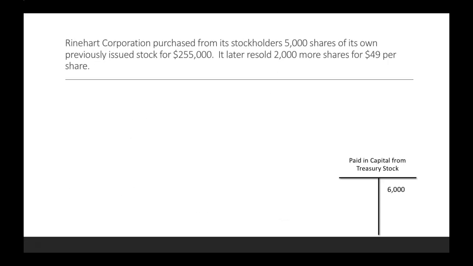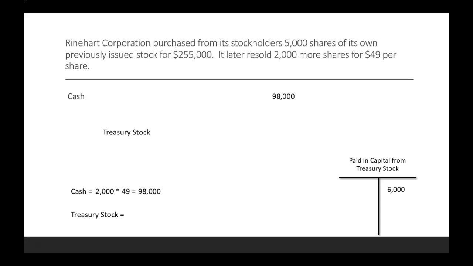So, we make another sale. We resold 2,000 more shares for $49 per share. Our entry is going to look pretty similar here. We still got cash, right? We still sold this treasury stock and received cash. So we will debit our cash, and since we sold our stock, we're going to credit our treasury stock. So if we work through and figure out these numbers, for cash, we sold 2,000 shares at $49 per share. So we received $98,000 in cash. So that's our debited amount for cash.